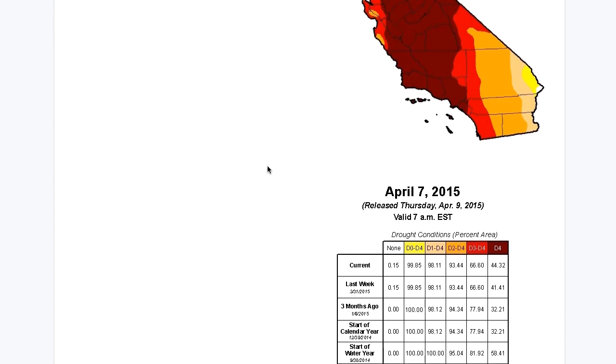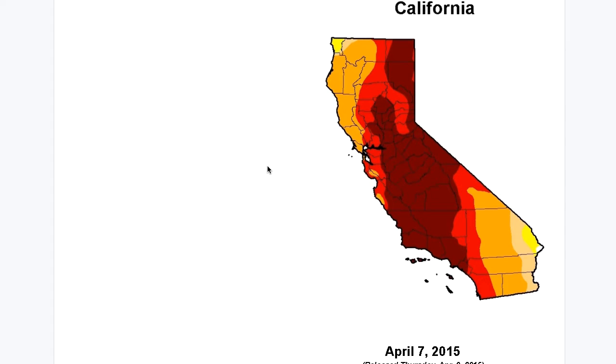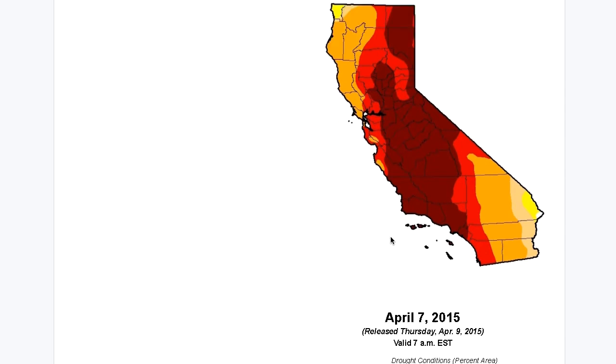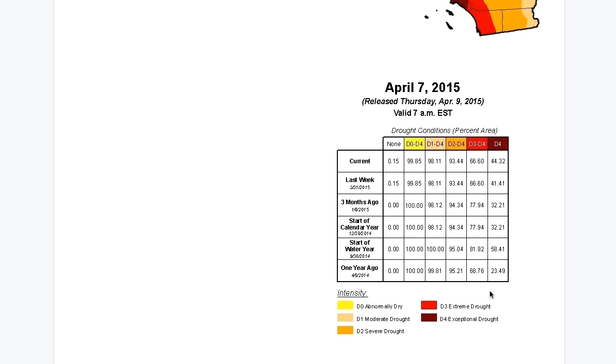The map shows, at a particular moment in time, in April, different drought conditions in the state, where D4 is the worst, exceptional drought, D3 is extreme, D2 is severe, D1 is moderate, and D0 is abnormally dry. And then that's on the map.